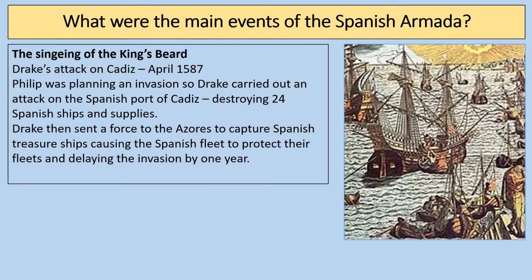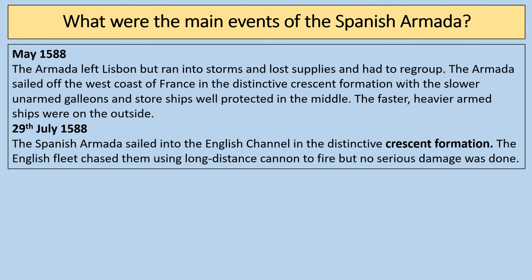And then Drake sent a force to the Azores to capture Spanish treasure ships, which caused the Spanish fleet to have to go and protect their treasure fleets, and this delayed the invasion by 1 year. So this is quite a crucial event, the Singeing of the King's Beard, and it's important that you understand that in terms of the chronology of the Spanish Armada. So the Spanish Armada would have taken place in 1587, but it didn't because of the Singeing of the King's Beard.